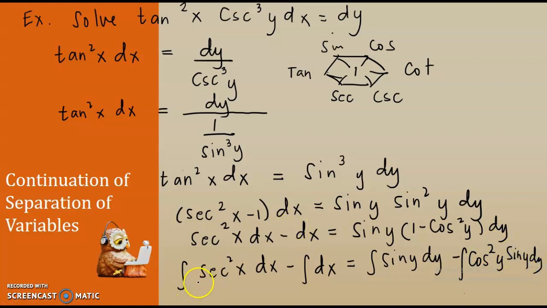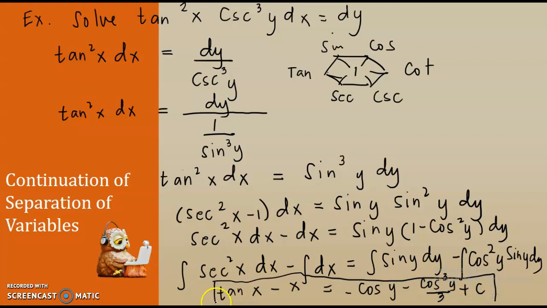We simplify: the integral of secant squared is tangent x minus x, and the integral of sine y is negative cosine y minus cosine cube y over 3 plus c. Okay, this one is your final answer. Let this one be your example 1.